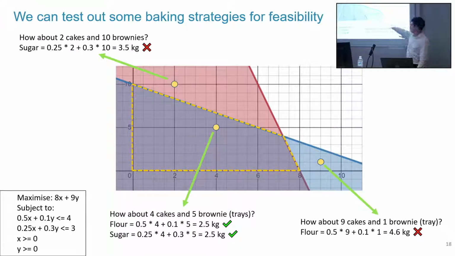If I'm in the bottom right, where I'm making 9 cakes and 1 brownie, I need 4.6 kilos of flour. And so I bust my flour constraint, but we can kind of see that because I'm outside of the red region, which is the flour feasible region. And if I just pick a random point in the middle, so 4, 5, 4 cakes, 5 trays of brownies, I'm good. I need 2.5 kilos of each, and I have some left over. So my feasible region is okay so far.